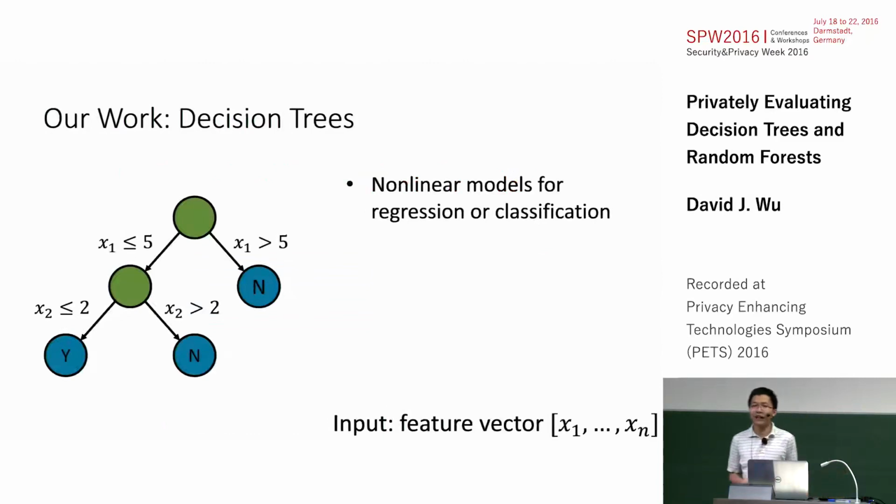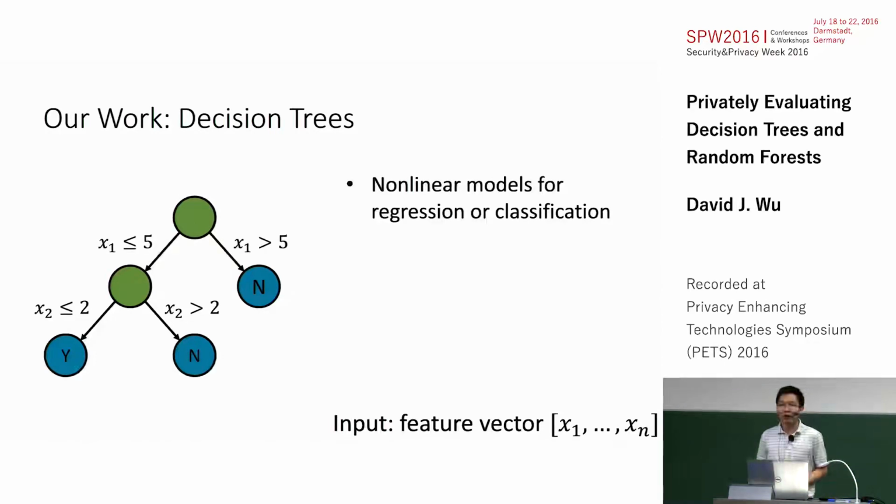So in this work, we're going to look at the problem of how do we privately evaluate a model in the cloud. For the purposes of this talk, we're going to restrict our attention to one particular class of models, namely decision trees, which are nonlinear models that are very commonly used for regression or classification. These models are useful because they're interpretable. Oftentimes, they are very simple.